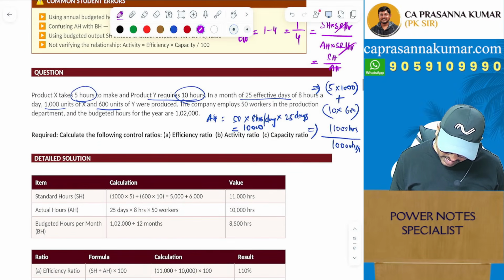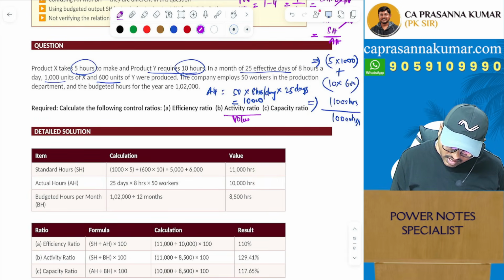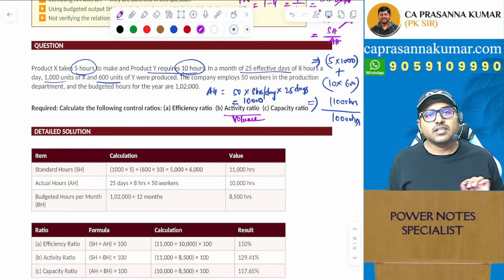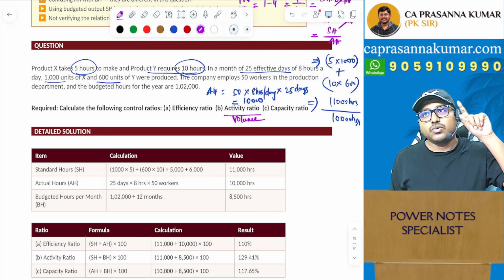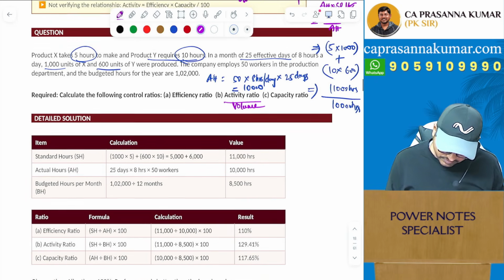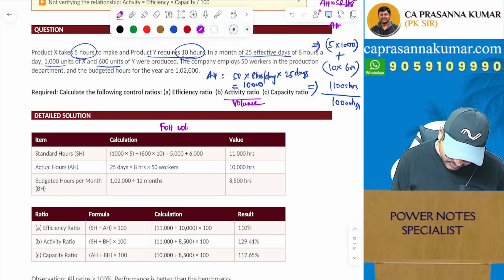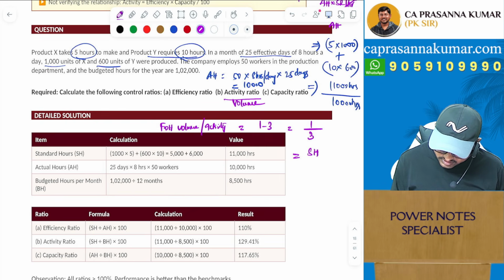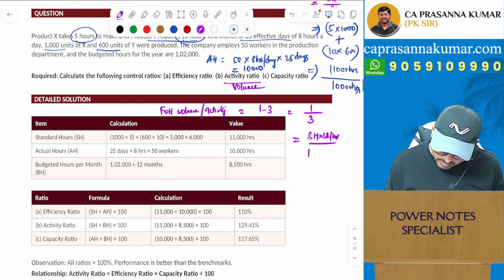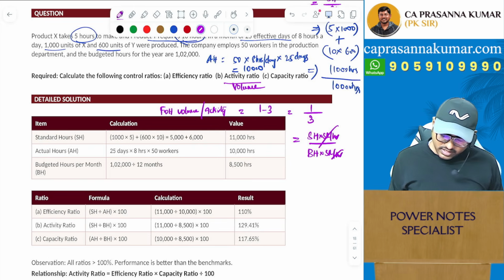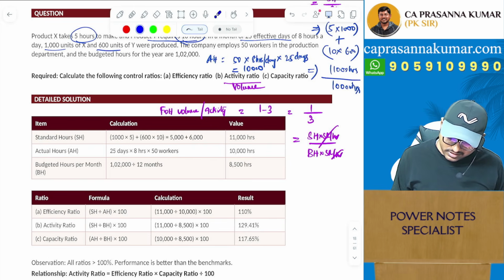What is the next one he has asked? Activity. Activity is nothing but another name for volume. So fixed overhead volume variance, what is the formula? Cost 1 minus 2, expenditure 3 minus 2, volume 1 minus 3. So fixed overhead volume, nothing but activity, 1 minus 3. That is equal to 1 by 3. What is 1? SH into SR per hour. What is 3? Budgeted fixed overheads. In terms of hours, budgeted hours into standard rate per hour. SR per hour gets cancelled. SH by BH. Don't cancel the H.